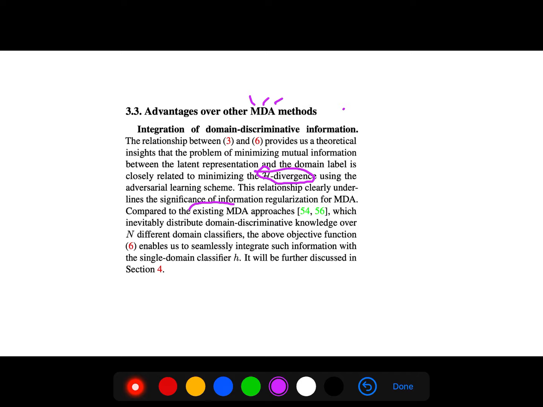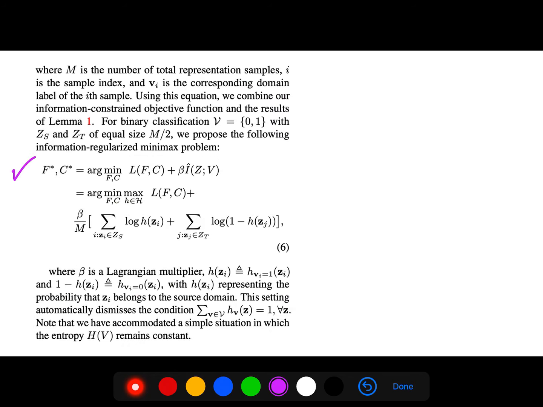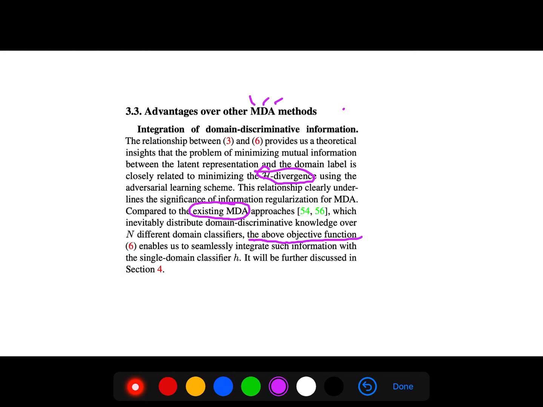Compared to existing MDA approaches, which inevitably distribute domain discriminative knowledge over n different domain classifiers, the above objective function that we discussed enables us to seamlessly integrate such information with a single domain classifier H.